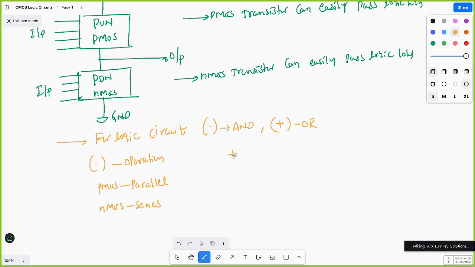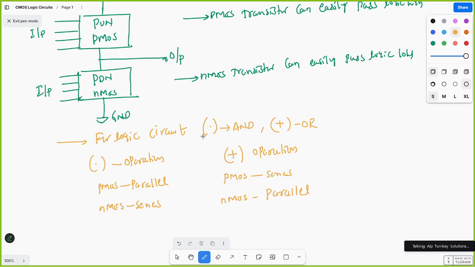For OR operation, just vice versa. That means PMOS will be series and NMOS will be parallel. This you need to remember. For AND operation, PMOS will be parallel and NMOS will be series. For OR operation, PMOS will be series and NMOS will be parallel.